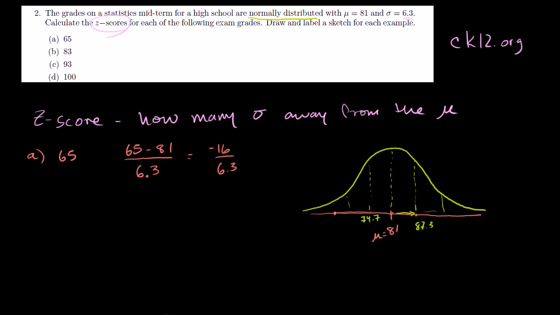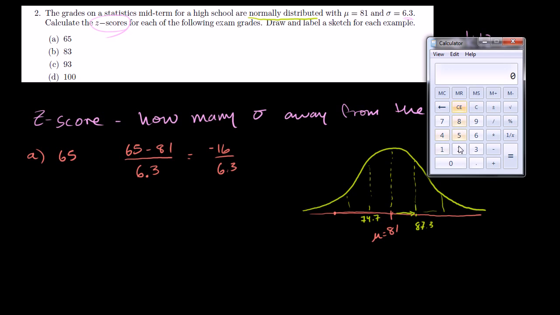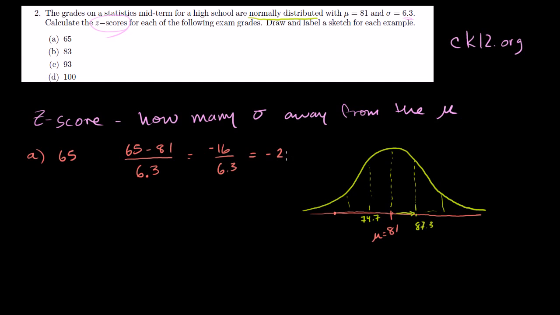Let me take our calculator out. If we have minus 16 divided by 6.3, you get minus 2.54, approximately. That's the z-score for a grade of 65. Pretty straightforward. Let's do a couple more. Let's do all of them.